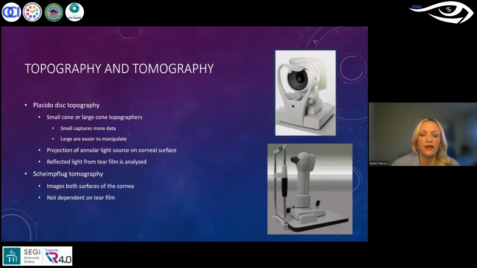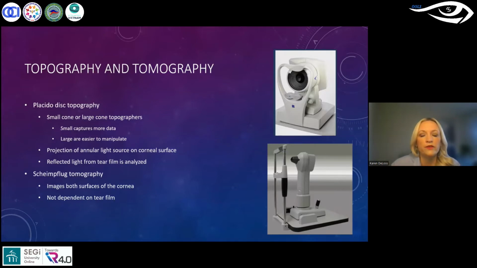Topography and tomography, I just want to briefly go over it. I don't know if everyone has access to these types of topographies. Placido disc is one of the older versions where you have an annular light source, so the rings shown in the top photo. It's the ring that is cast on the cornea, and you can start to see that the rings will kind of coalesce around the apex. It's reflected on the cornea.